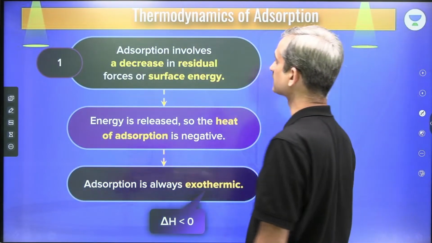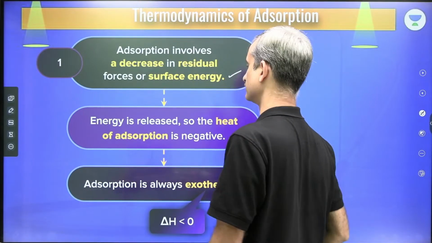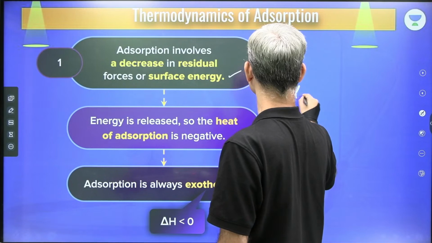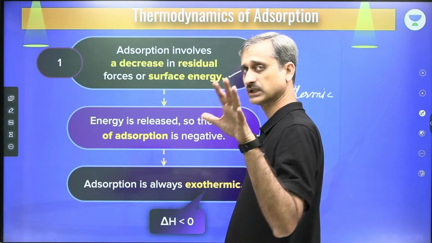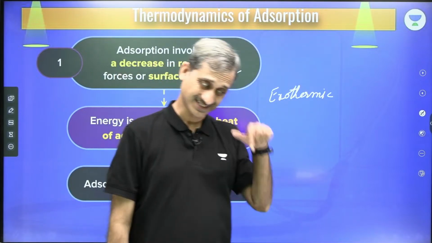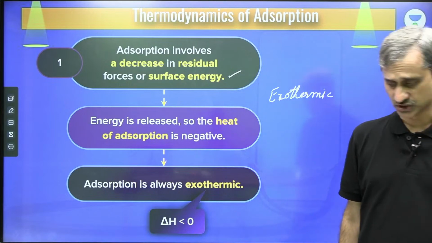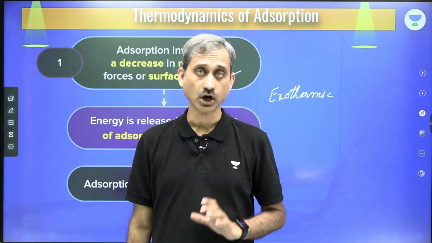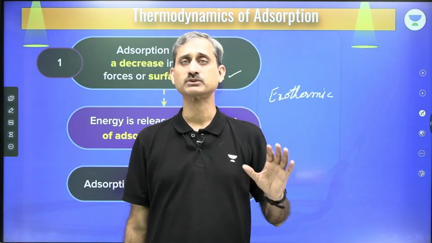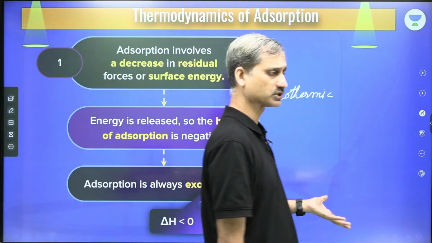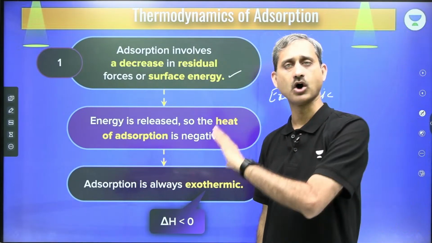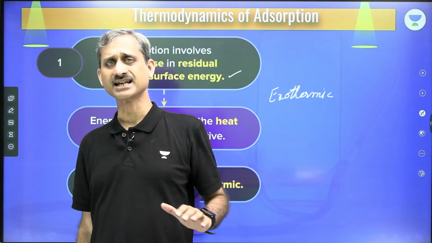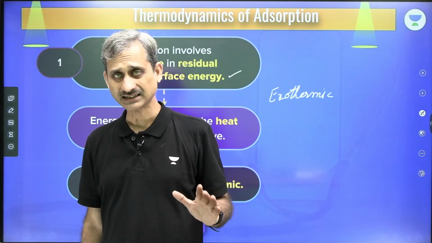So adsorption involves a decrease in residual forces or the surface energy. Energy is released, so the heat of adsorption is negative. Yani ki adsorption is always exothermic. Well, here I would like to make certain things clear. Adsorption is not necessarily always exothermic. There are certain phenomena in which the adsorption actually becomes endothermic. But those examples are not in your course. The NCERT simply says that adsorption is always exothermic, and since NCERT says so, we are going to consider adsorption to be always exothermic. So if anybody tells you otherwise, you may simply say that I know it may be exothermic or endothermic, but NCERT says it's exothermic, so I am going to consider it exothermic. Is that clear?